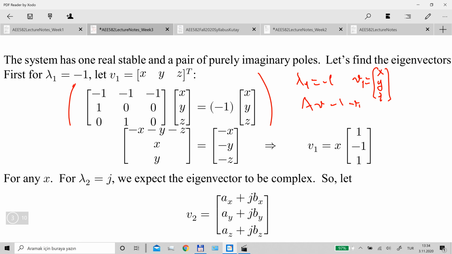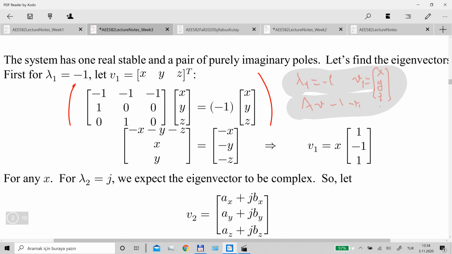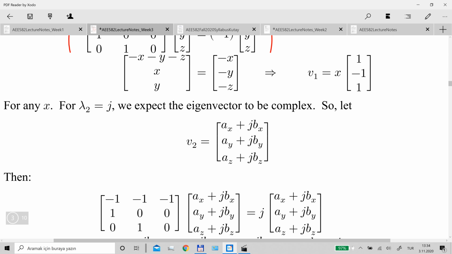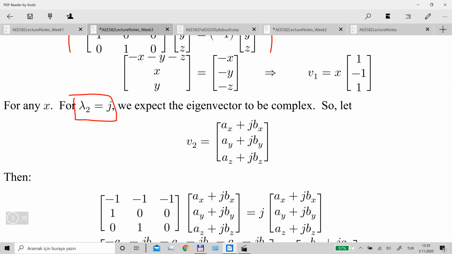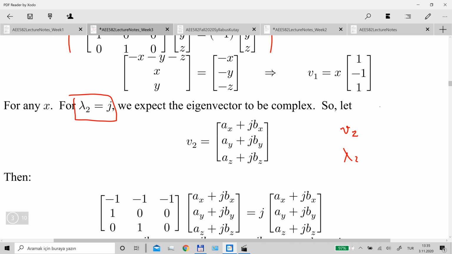We can do the same thing for the remaining eigenvalues. The second eigenvalue, let's choose it to be the one at plus j, and the third one is the conjugate of that. Once you find the second eigenvector, there's no need to find the third, because the third eigenvalue is the complex conjugate of the second eigenvalue, which means the third eigenvector will be the complex conjugate of the second eigenvector.